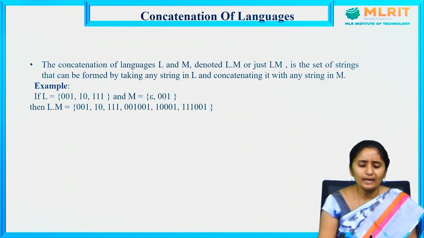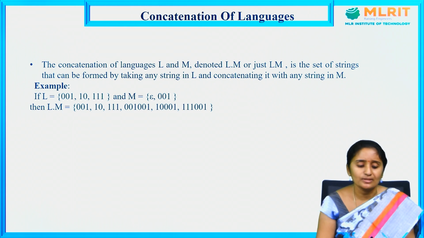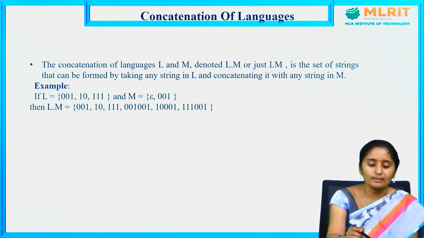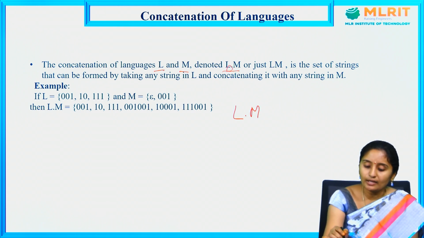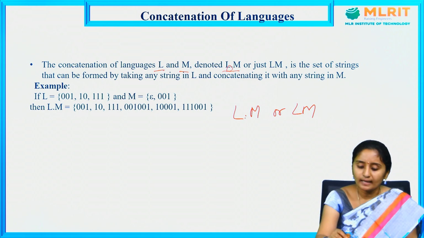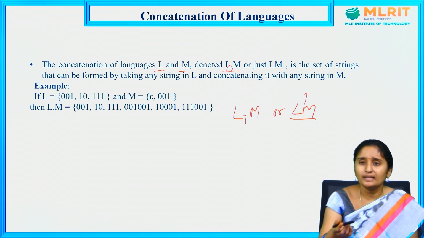The next one we are having is concatenation of language. Concatenation of language is nothing but, there are two languages L and M, that is denoted by dot. L dot M I can denote, or LM. Frequently we use LM instead of writing dot every time.